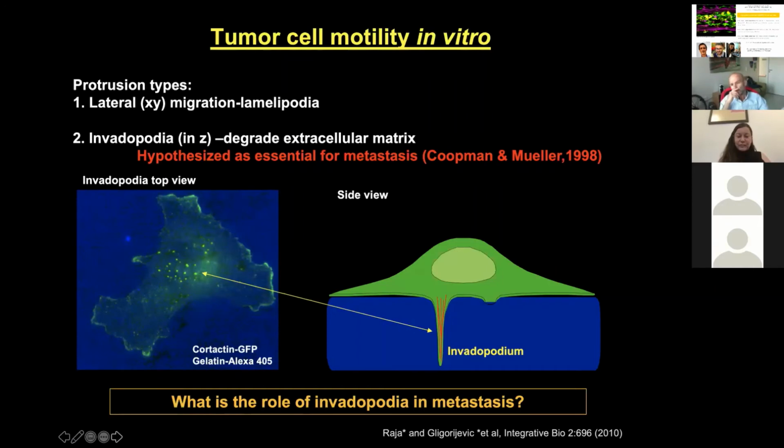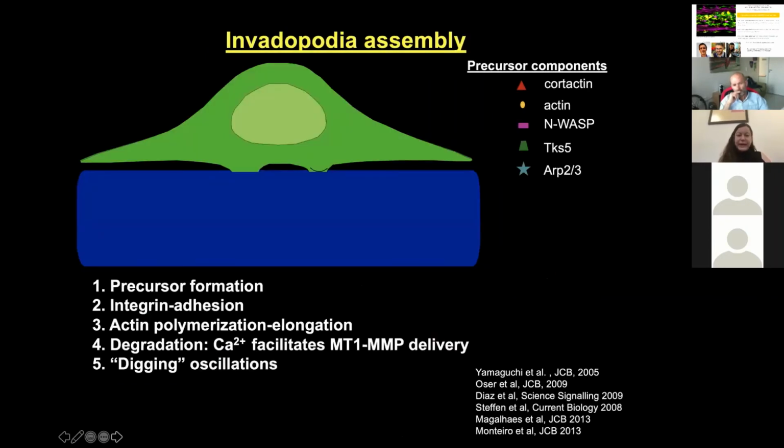So one of my questions became, what is the role of invadopodia in metastasis, and can we see that in vivo? And just to give a little introduction about how invadopodia lifetime and assembly actually looks like, precursor components come together, and they're actin-associated proteins, and ARP2/3 as a branching protein, and then TKS5, which is a very unique protein to invadopodia, and it's a Src substrate, and it's used for scaffold.